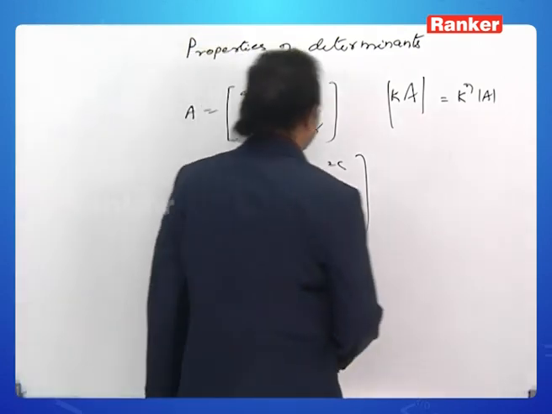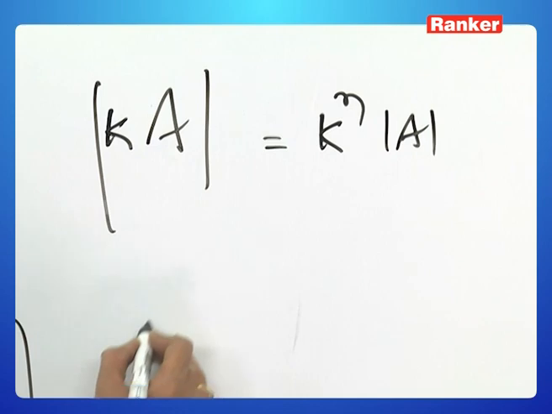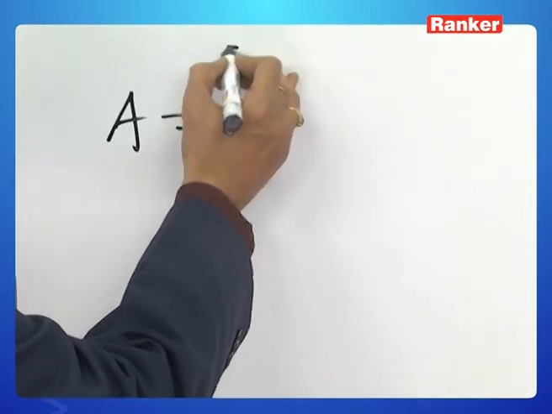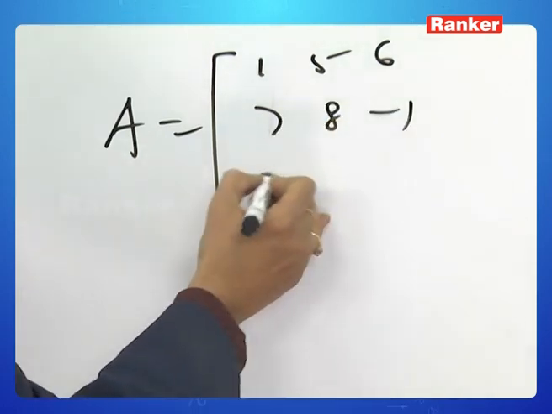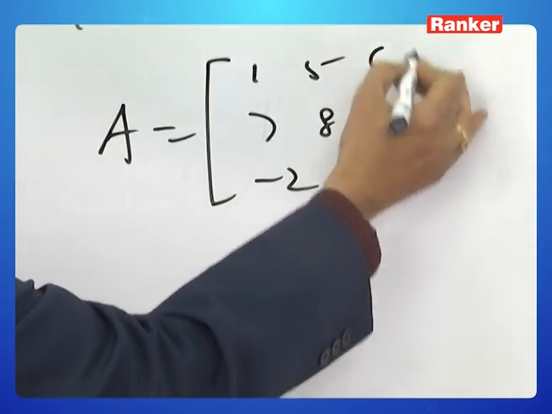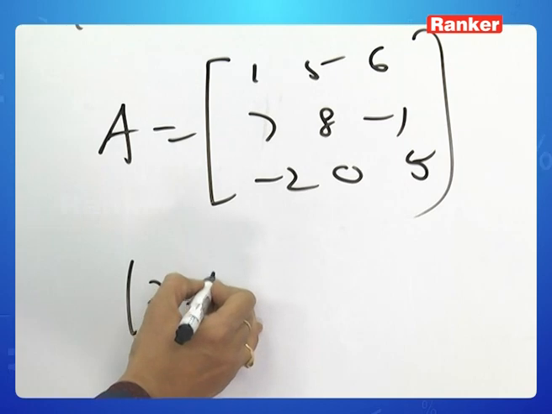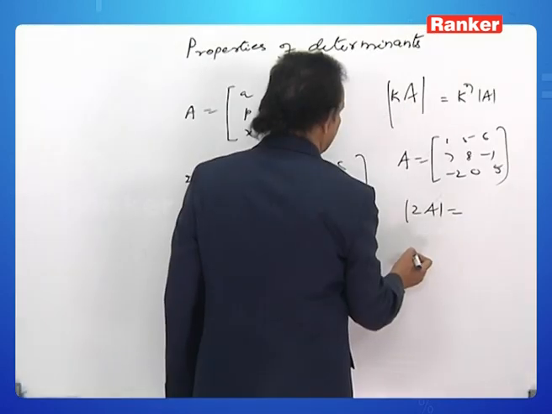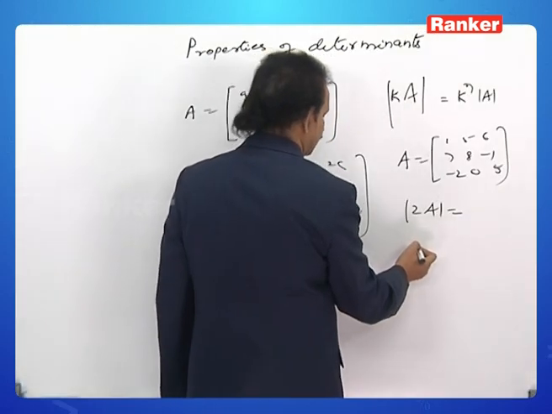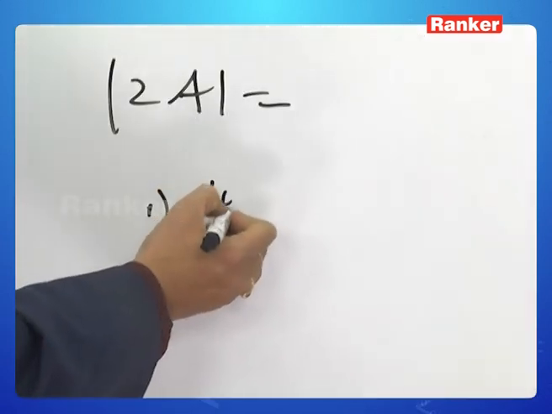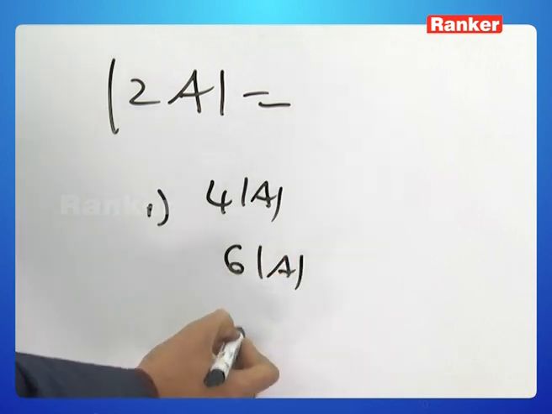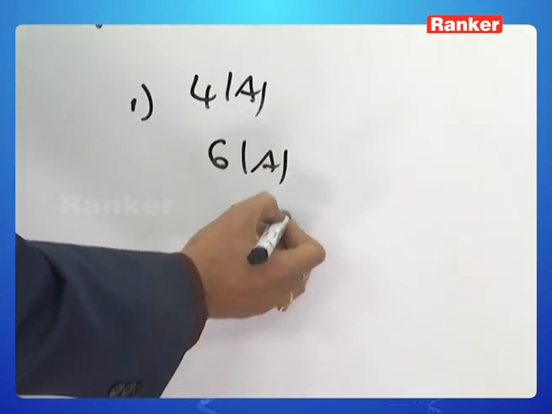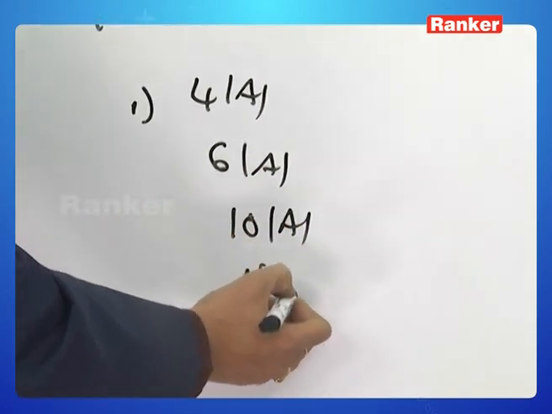Okay, right. I'd like to ask you one simple question. If A is equal to the matrix with rows 1, 5, 6; 7, 8, -1; -2, 0, 5, then det 2A is equal to: first option, 4 into det A; second option, 6 into det A; third option, 10 into det A; fourth option, none. What is the right option?